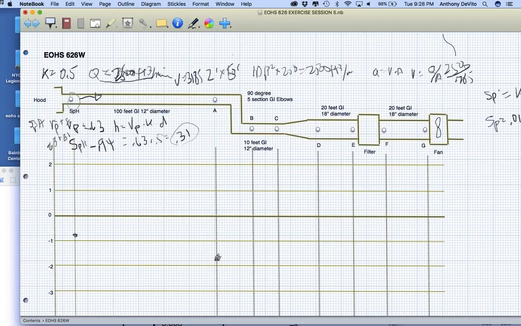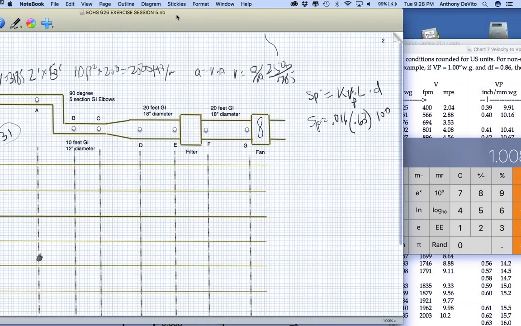So now the next problem we have is that we're going to lose static pressure to this ductwork we have to go through, the 100 feet of ductwork. How much static pressure do we have to make up for that's going to be lost going through that ductwork? Well, that's equal to 1 inch. And how did we get that?